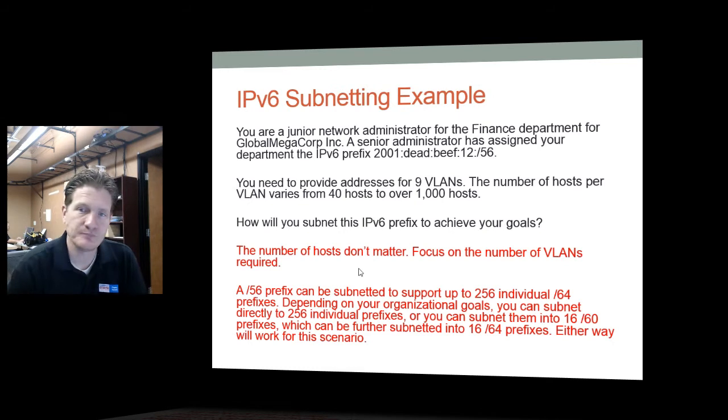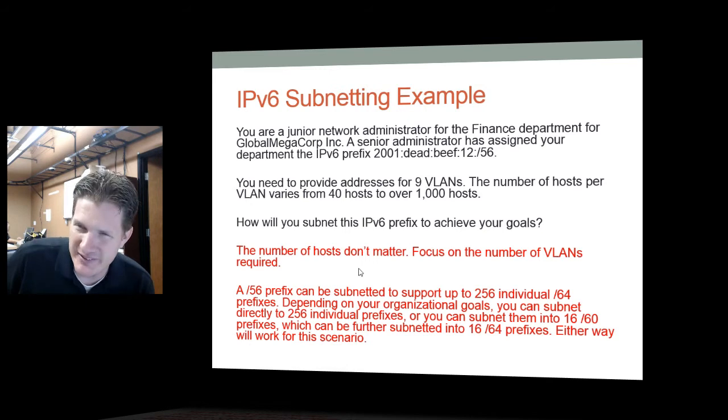Here's a great example. You're a junior network administrator for the finance department for Global Megacorp. A senior administrator has assigned your department an IPv6 address of 2001:dead:beef::/56. Now, you may be wondering, dead beef? Yep, that is a legitimate address. Notice, D is a valid hex digit, E is valid hex, A is valid hex, D is valid hex, right? All those are valid hex numbers. So I know that sounds funny, but that's the way. I just wanted to make sure you understood that.